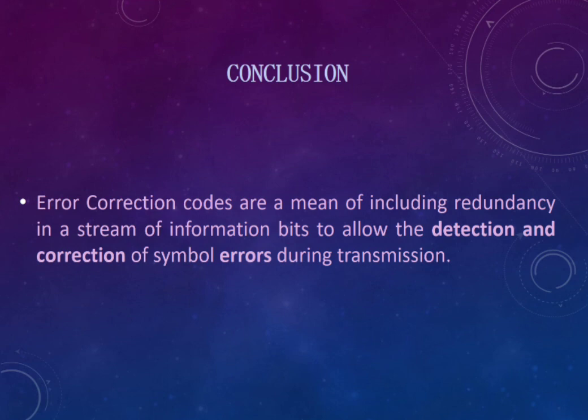So now we reach our conclusion: error correction codes are a means of including redundancy in a stream of information bits to allow the detection and correction of symbol errors during transmission.